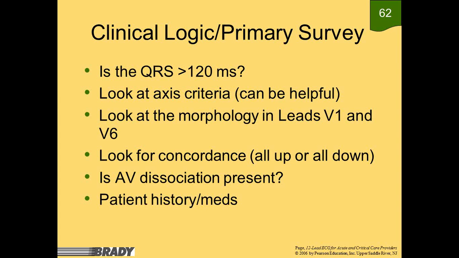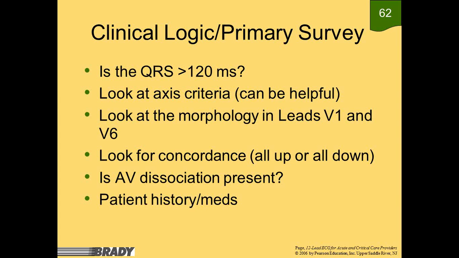So V1 we also use for right bundle branch or for bundle branch blocks. But V1 and V6 we're going to look at in these wide complex. And then we're going to look for concordance, which means they're all the same. So in our chest leads, our V leads, are all of them up or are all of them down? Because that'll be some clinical significance. And then we're going to look at our atrial ventricular association. So are our atrium and our ventricles talking to each other, or are they not?